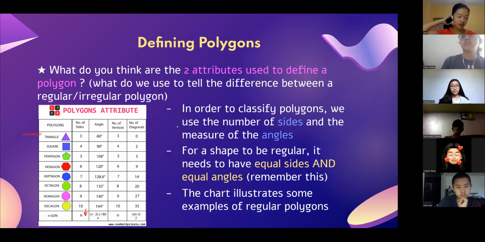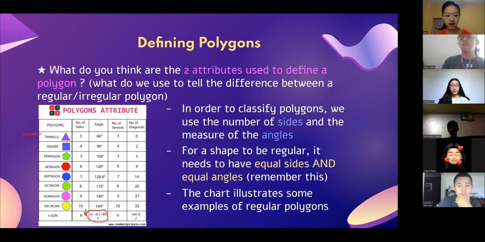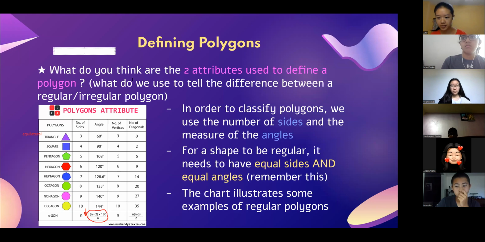There's actually a pattern to the angle measure and the number of diagonals a shape will have. There is a formula that lets you calculate the angle measure of each angle. That formula is circled down there. If n is the number of sides you have, then the angle measure of each angle in the polygon is going to be 180 times n minus 2, divided by n.